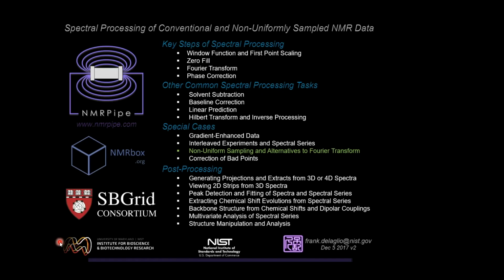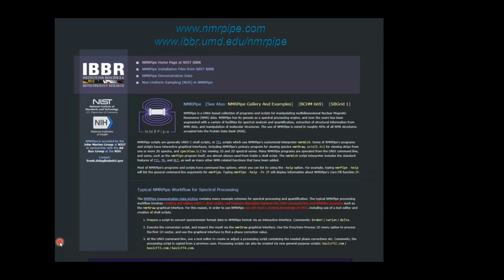As many of you know, NMRPipe is at its heart a spectral processing engine. But over the years, we've augmented it to address many of the steps in going from raw spectral data measured on the spectrometer to information about biomolecular structure and dynamics. Today we're going to talk about spectral processing, and in particular the concepts behind non-uniform sampling and the methods that we use to reconstruct this kind of data. The lecture materials are posted on the NMRPipe website, along with sample data, software, and example scripts.